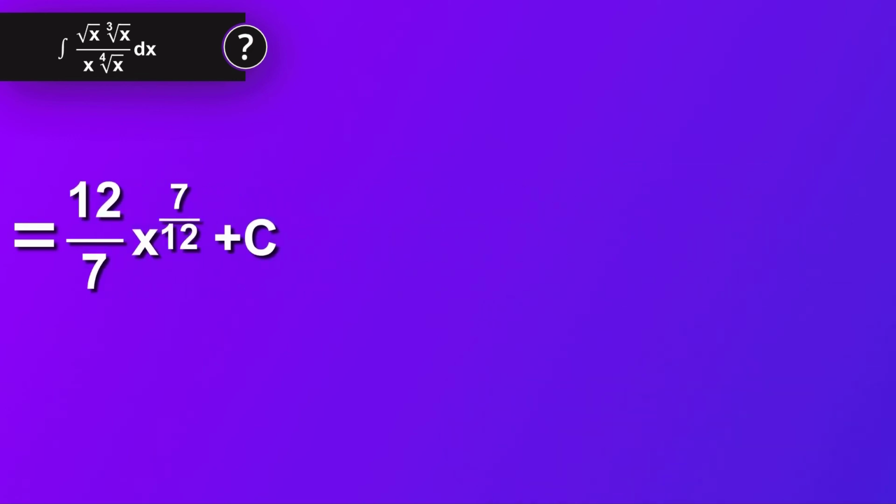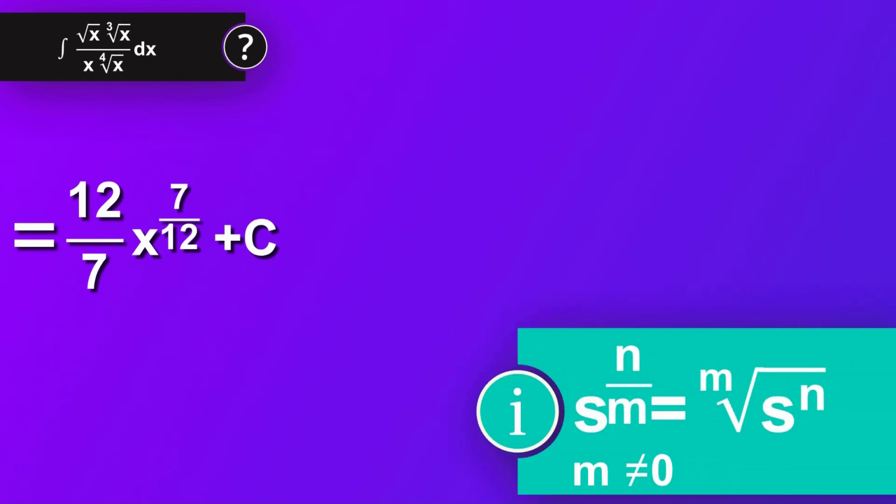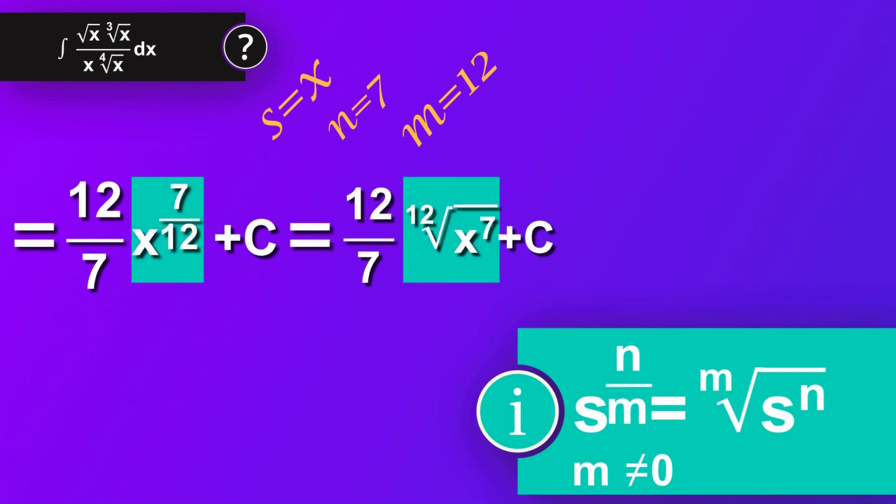We may also express differently our x raised to 7 divided by 12, knowing that s raised to n divided by m equals mth root of s raised to n. In our case, s is x, n is 7, m is 12. As a result, we've got 12/7 multiplied by 12th root of x raised to 7 plus constant c.